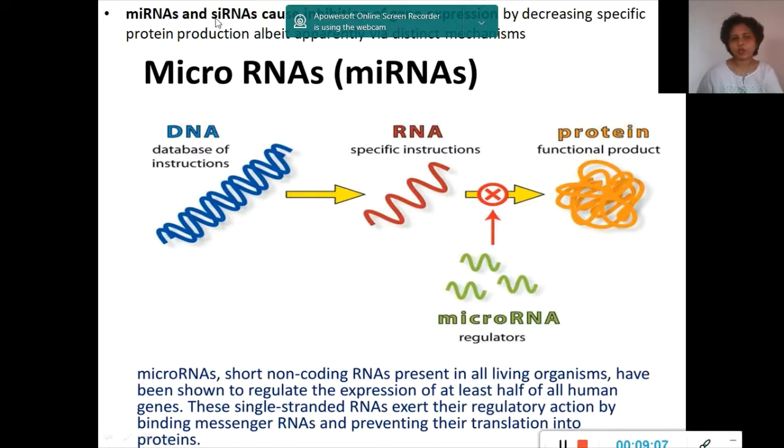Now comes the next small RNAs, called the microRNA and the siRNA. MicroRNA is found in almost all living forms, and these are short non-coding RNAs that regulate the expression of certain proteins. Once the microRNA goes and binds onto the mRNA, the translation of that particular protein will not happen. So the blocking of the translation process can be done with the help of these microRNA regulators.